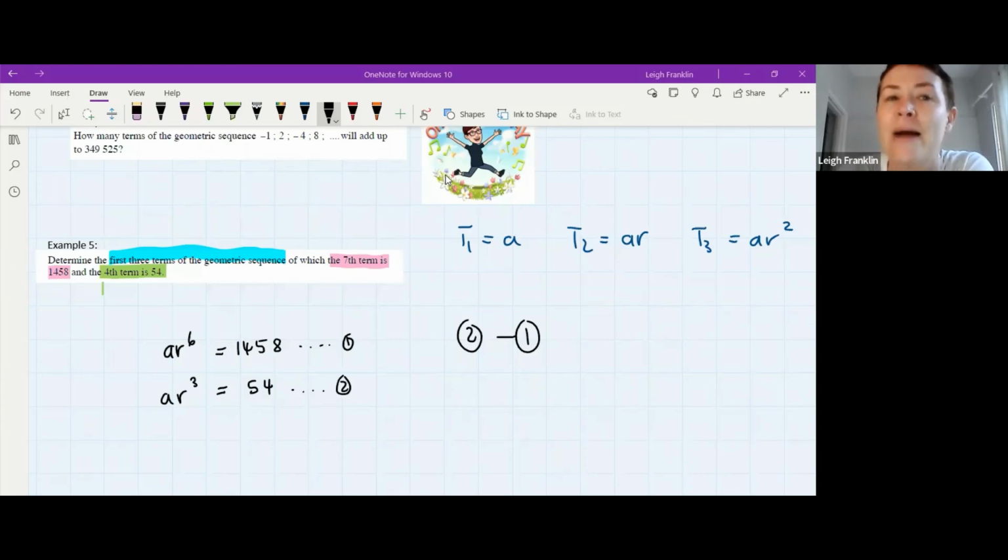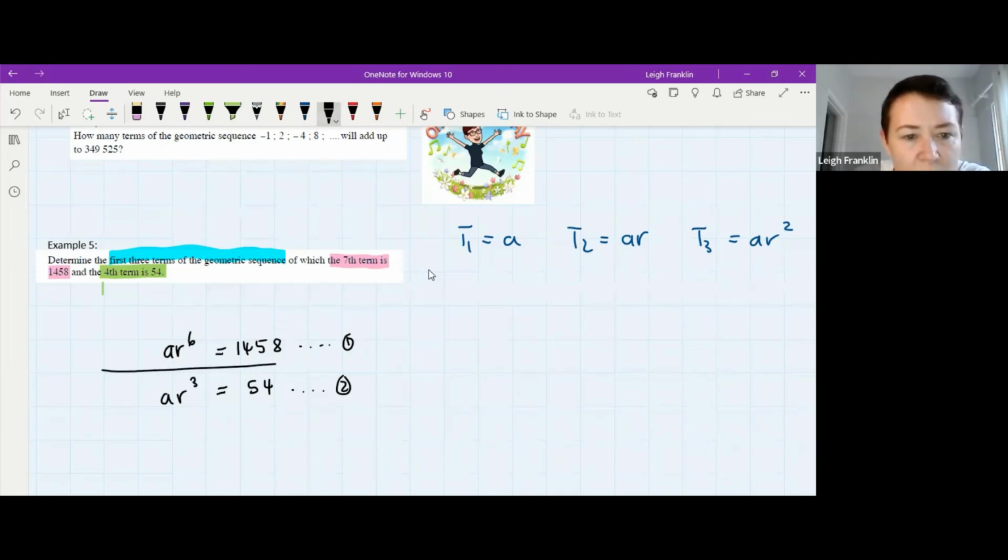When we are talking about arithmetic problems, where we've got two linear equations in terms of A and D, then we can subtract. But for geometric ones, we must divide. So we're going to divide the one by the other. It is better to put the one that has the greatest power of R at the top. So I am going to divide. That's what this line over here means. This is a divide line.